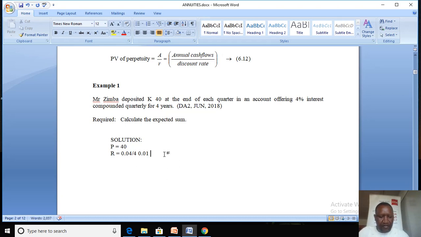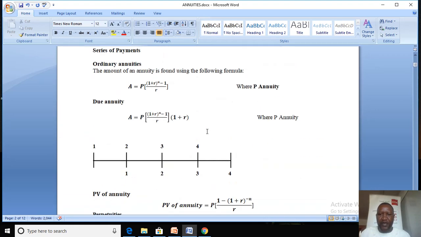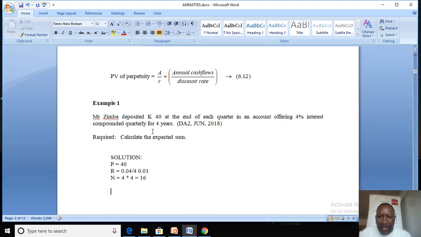What else do we have on the given variables? The period of time. We are dealing with a period of 4 years, but because interest is calculated every quarter, we multiply by the 4 quarters in each year. So that brings us to the total of 16 periods. There will be 16 compoundings that will happen. So what are we looking for? Calculate the expected sum, according to the formula.